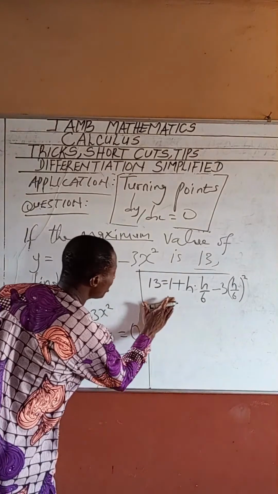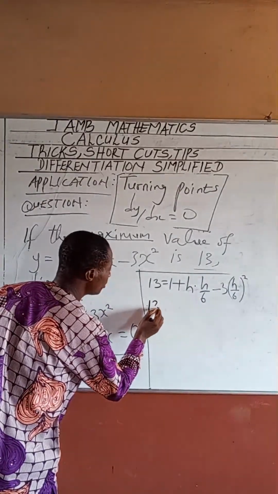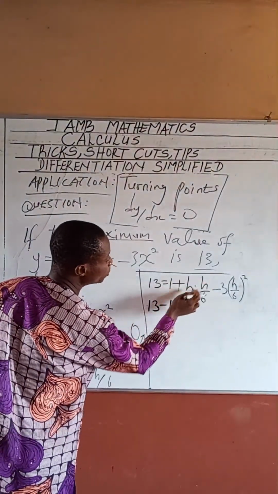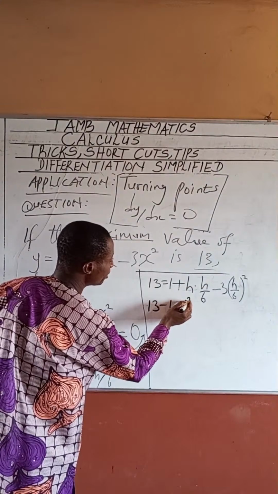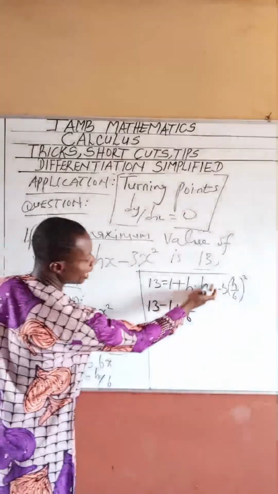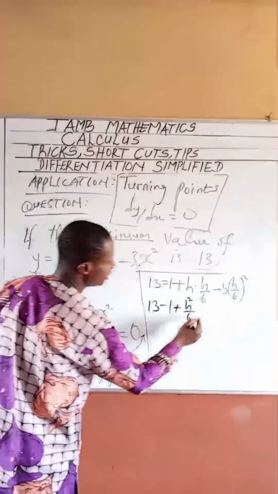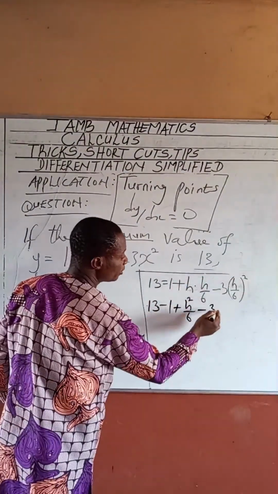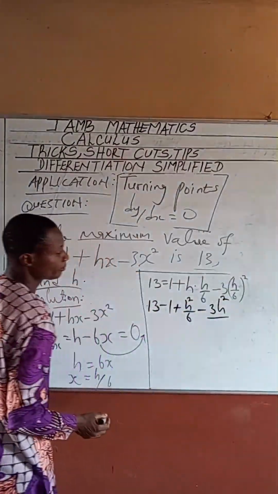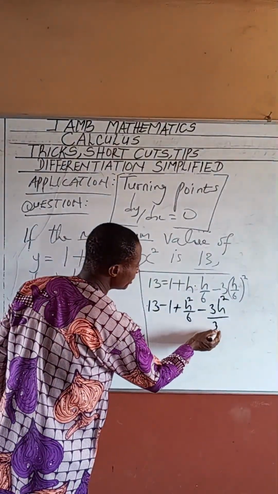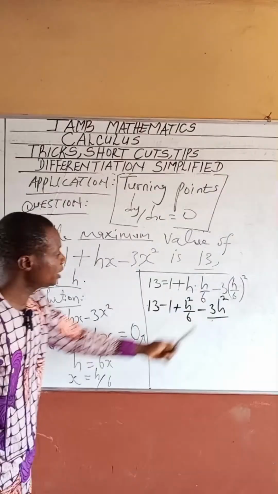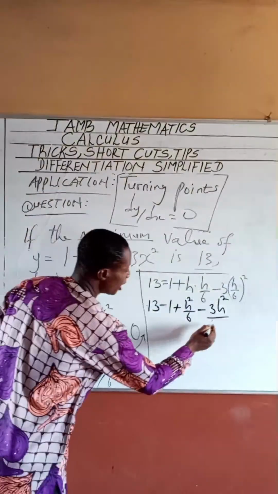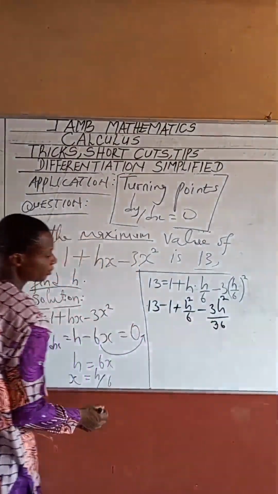Okay, here we now have 13 minus 1 plus h squared, right? We have h squared divided by 6. That's what we have here. H times h is h squared. Then here we have minus 3 times h squared. Don't forget, h squared divided by 6 times 6 is 36. Don't forget that this square here is affecting both h and 6. So this gives us 36.